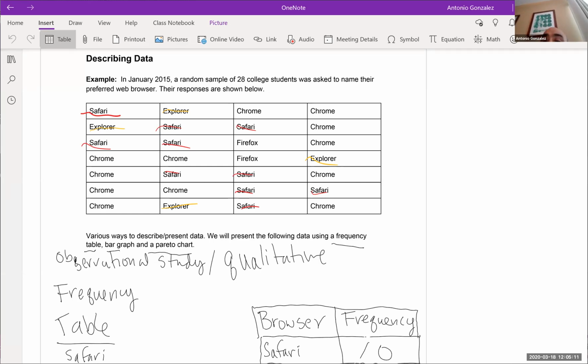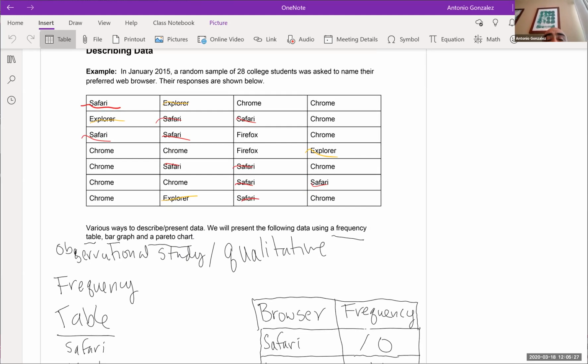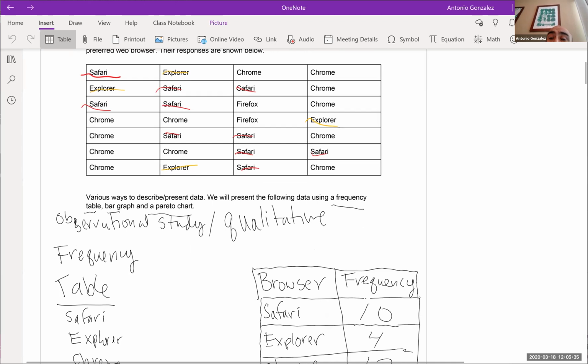We had a study where we asked 28 college students to name their preferred browser, and we were given just the data in raw form. The goal was to change this and present it in a much easier to read form, and we did that using three different ways.